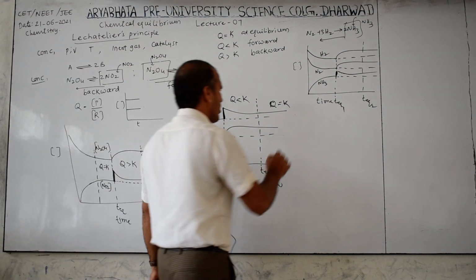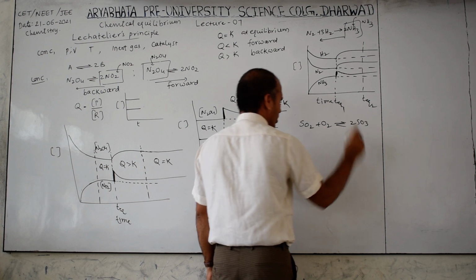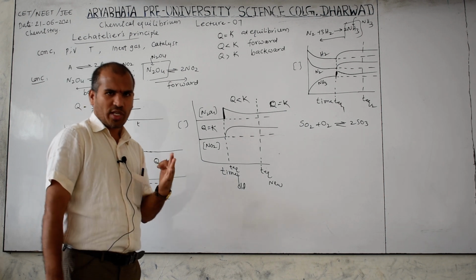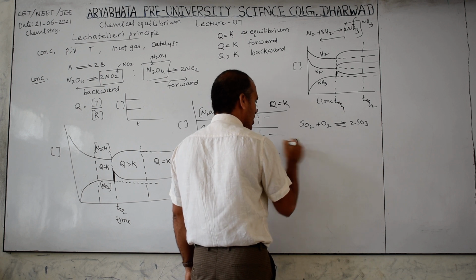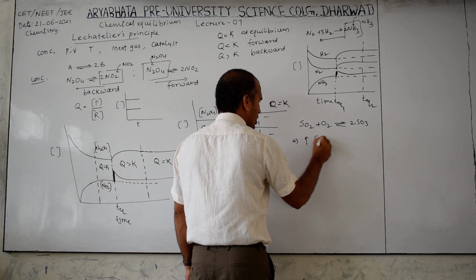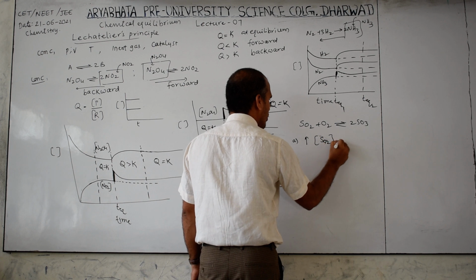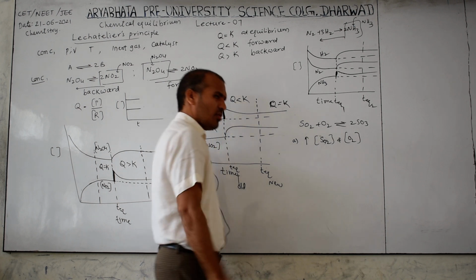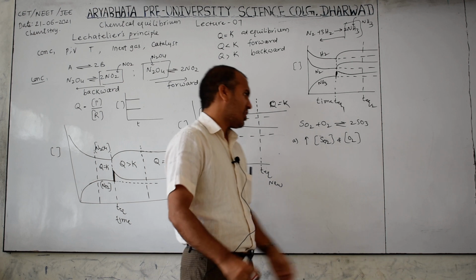Otherwise, they may give it in this form: SO2 plus O2 gives rise to 2SO3. For this reaction, to form SO3, what are the favorable conditions? I am giving only the favorable conditions. Increase the concentration of SO2 and O2, or anyone you can increase. Both also you can increase, or anyone also increase, then it is the forward direction.